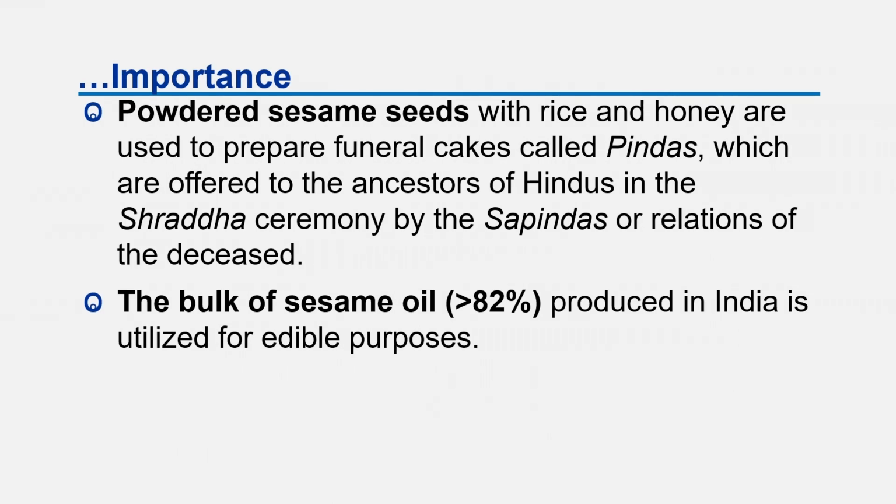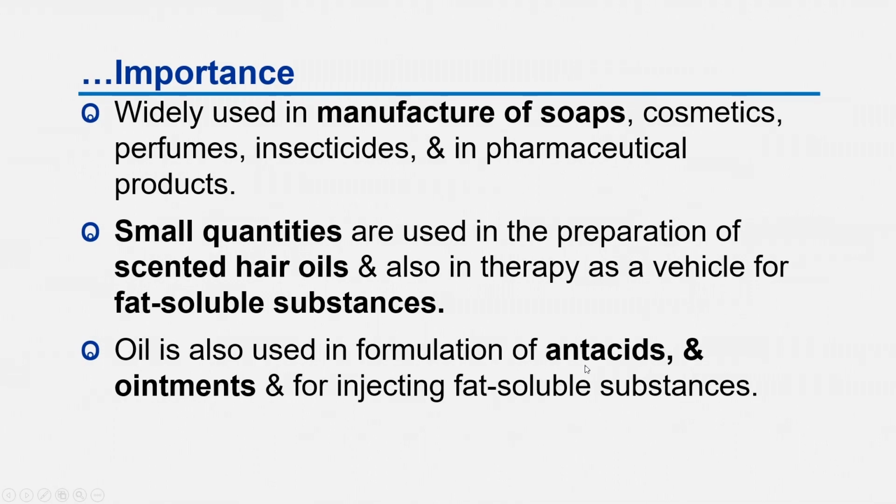Powdered sesame seeds with rice and honey are used to prepare funeral cakes called pindas, which are offered to the ancestors of Hindus in the Shraddha ceremony by the Sapindas or relations of the deceased. The bulk of sesame oil, more than 82% produced in India, is utilized for edible purposes. This is good quality oil.